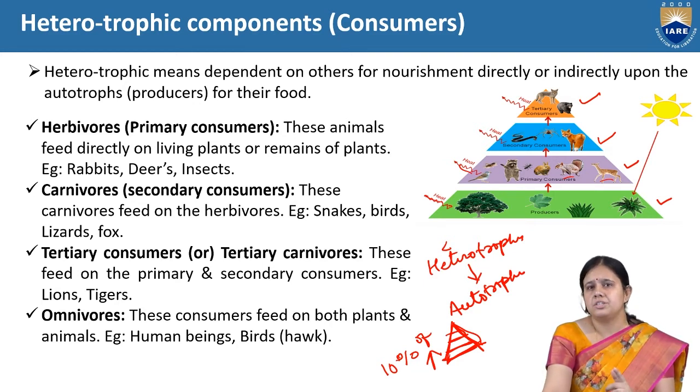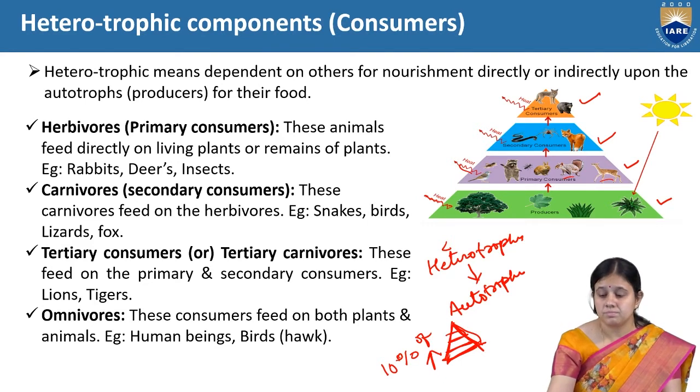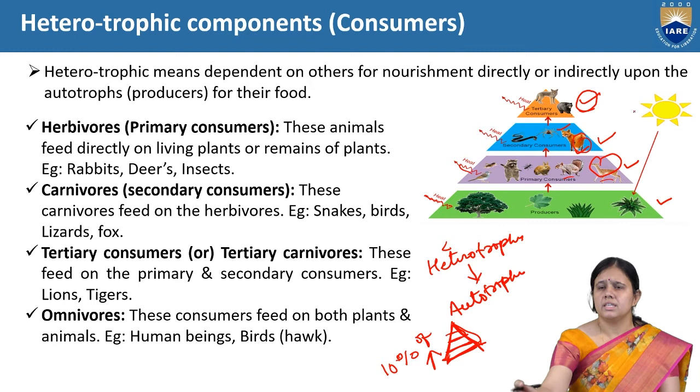Now comes the tertiary consumer. Tertiary consumers or tertiary carnivores are those organisms that feed on the primary and secondary consumers. Examples are lion and tiger. Tertiary consumers feed on secondary consumers as well as on primary consumers. A tiger can eat deer and wolf also. So they are called tertiary consumers.